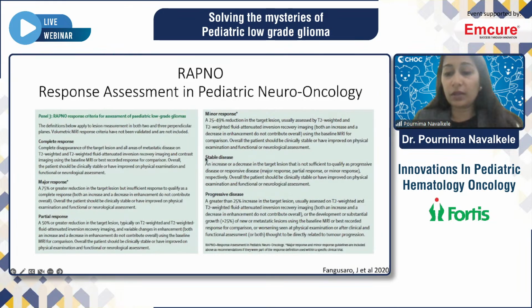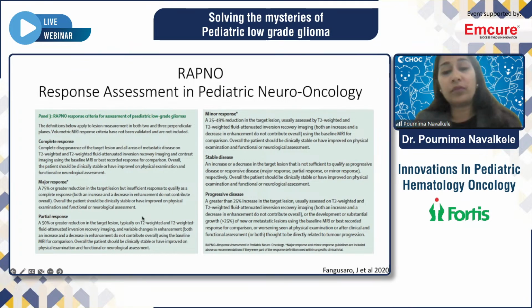So moving on to the radiological criteria, which have been modified very recently, led by Dr. Jason Fangusaro. A manuscript was published in 2020, which described the RAPNO criteria, which came off from the RANO criteria. The RAPNO criteria is very specific to pediatric brain tumors, and what it entails is the inclusion of pediatric tumor-related changes on the MRI scans, incorporating them into the criteria to describe a tumor's response. Typically we look at the tumor's volumetric response in 2 or 3 dimensions, and we base it as complete, major, or partial response, or minor, stable, and progressive disease.